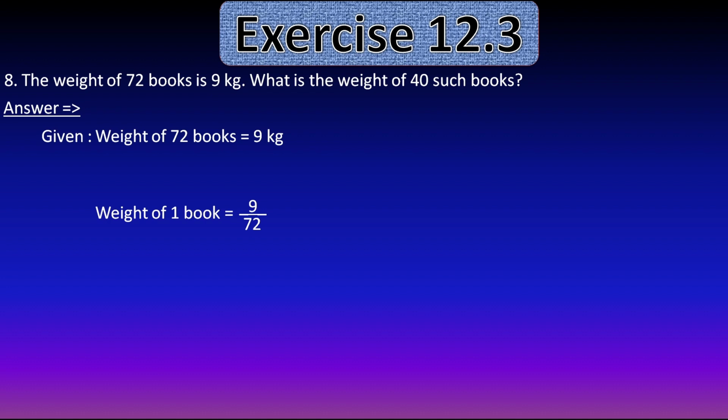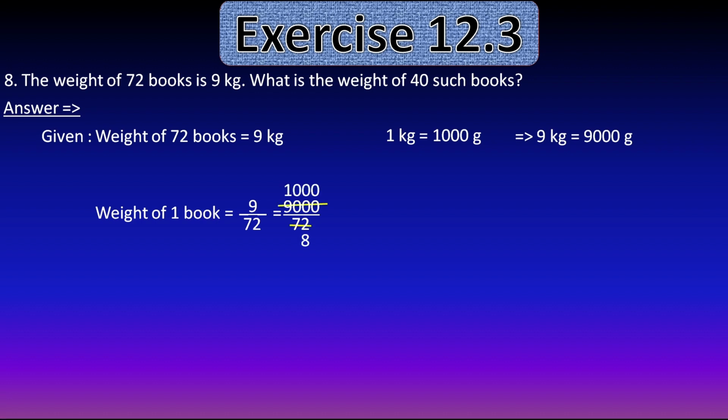First of all we will convert this kg to gram. As you all know 1 kg is 1000 gram. Therefore 9 kg can be 9000 gram. Therefore this fraction becomes 9000 upon 72. Now we will cut it by 9. 9 eights are 72 and 9000s are 9000.